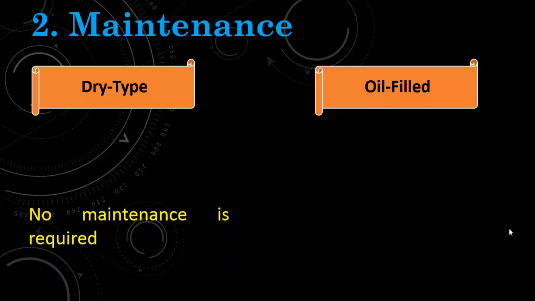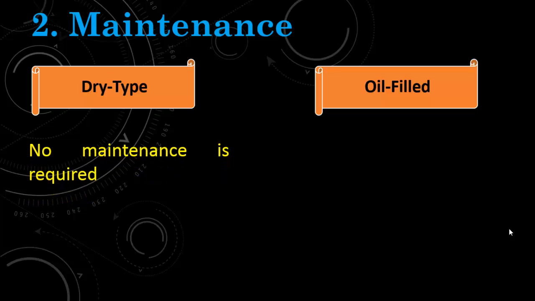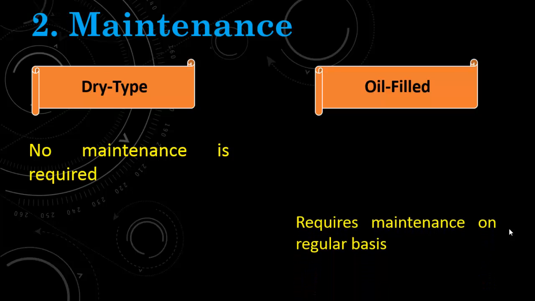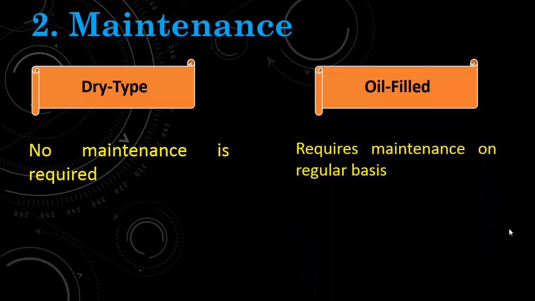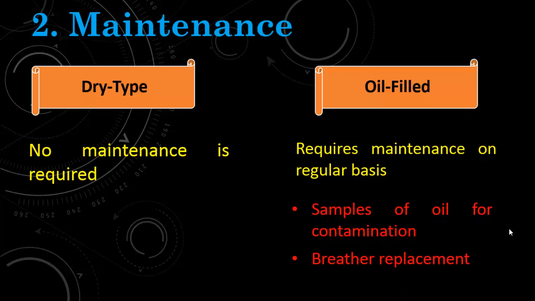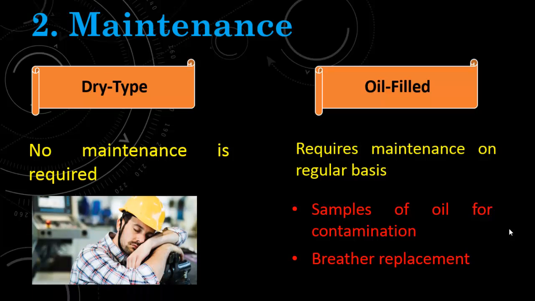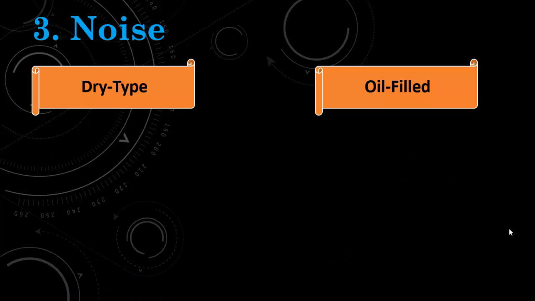In dry type transformer, there is no special maintenance required, whereas in the oil filled transformer, it requires maintenance on the regular basis. The sample of oil has been taken on the regular interval to see whether it is contaminated or not. And second, if the breather is installed on the transformer, then it has to be replaced after some time. Therefore, we can easily say that the third difference between these two transformers is noise.